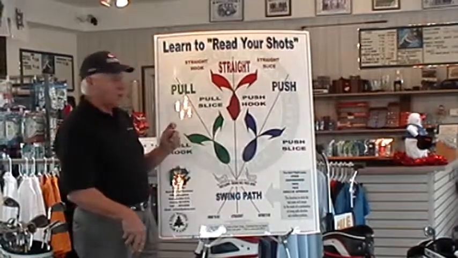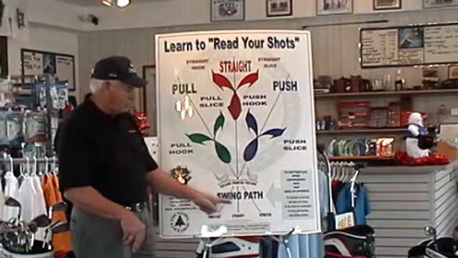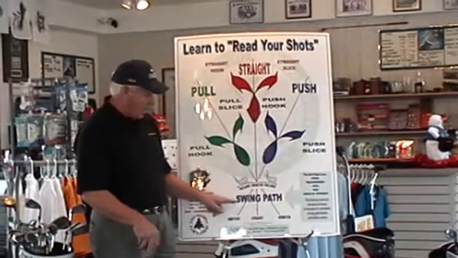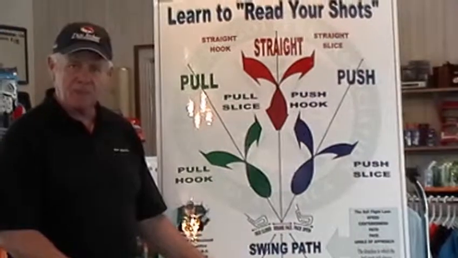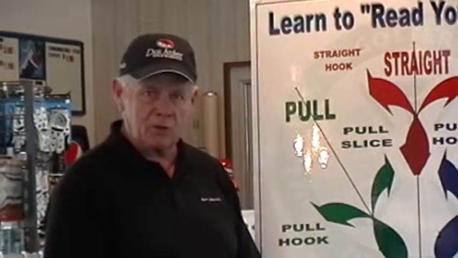So, in learning to read out your shots, what you'll need to know are you hitting the ball straight, inside out, or outside in, and which way is your swing path. If you can figure those out, then I think you can straighten out hitting the ball with your alignment and stuff toward the target a little bit better.